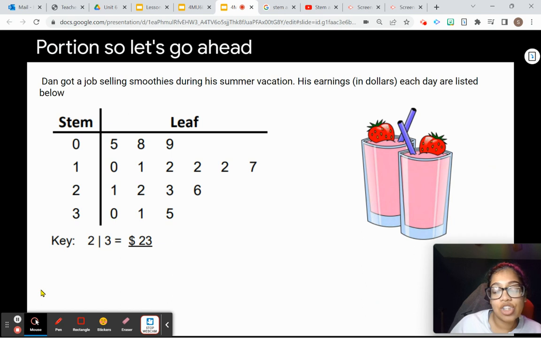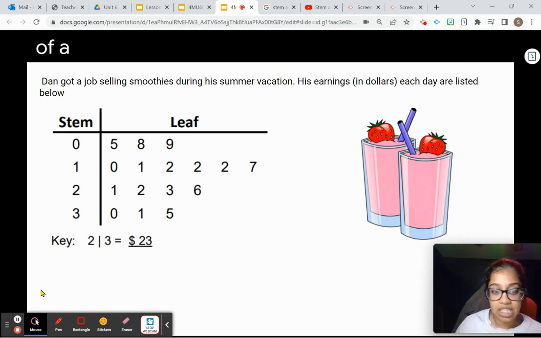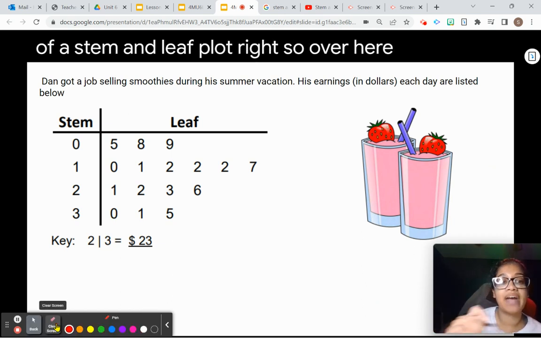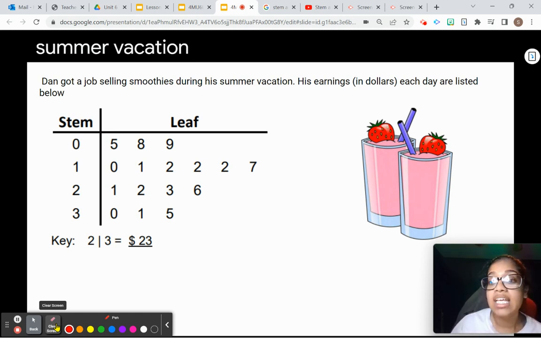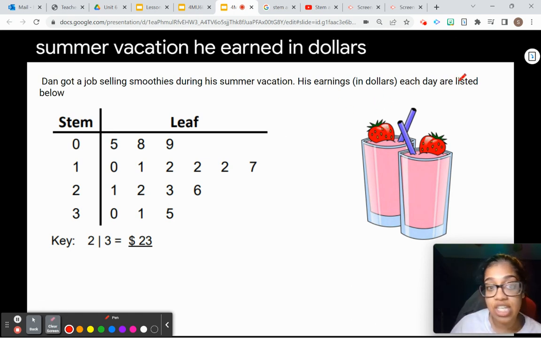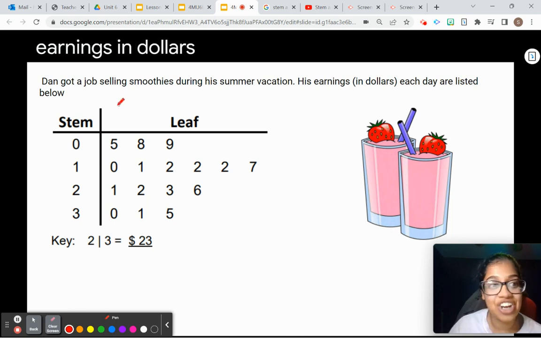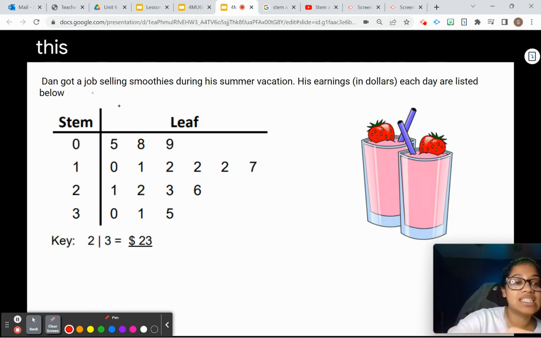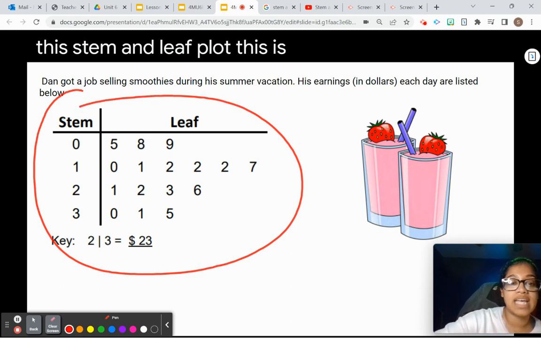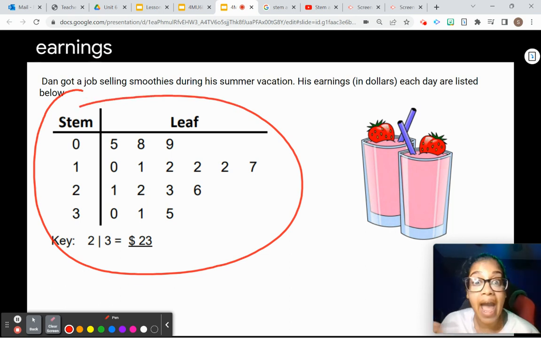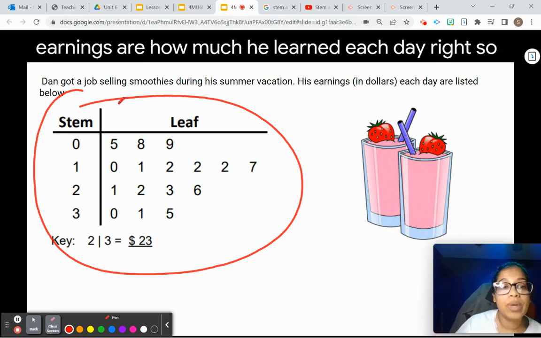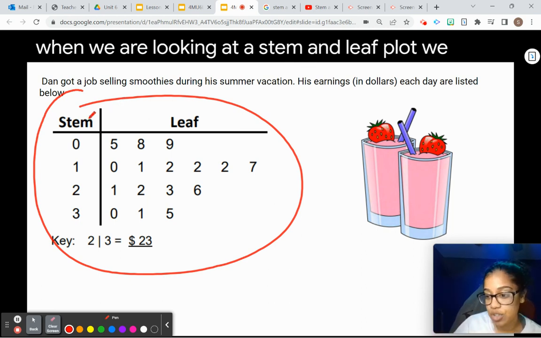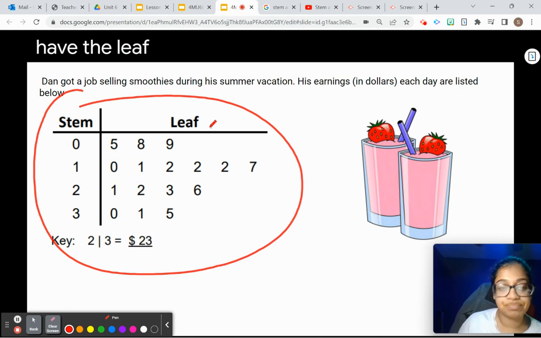So let's go ahead and look at an example of a stem and leaf plot. Right? So over here we have Dan, and he got a job selling smoothies during his summer vacation. His earnings in dollars each day are listed below. So in this stem and leaf plot, this is going to tell us how much he earned each day. Right? So when we are looking at a stem and leaf plot, we always have two portions, right? We have the stem, we have the leaf.